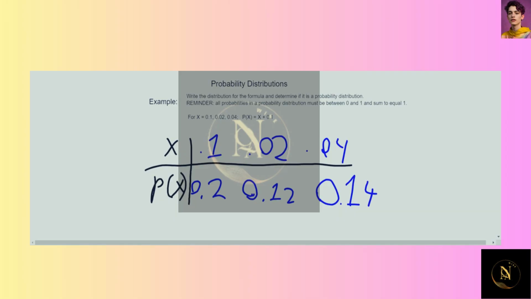And now we see that all of our probabilities in this distribution are between 0 and 1. So our first rule is followed. And now we need to calculate our total for this distribution. And our total, when we add it all up, is 0.2 plus 0.12, which becomes 0.32, plus 0.14 means 0.47, so 0.47.